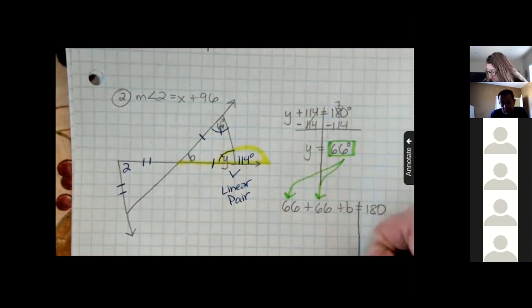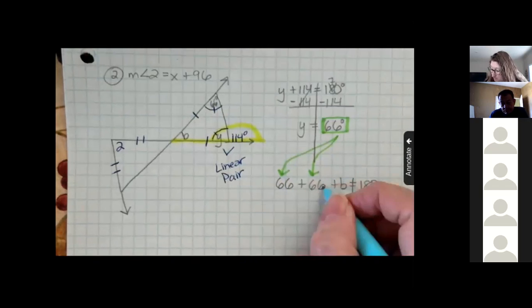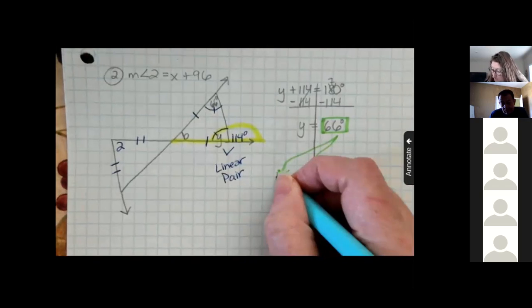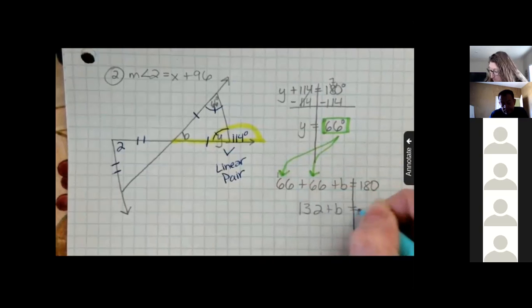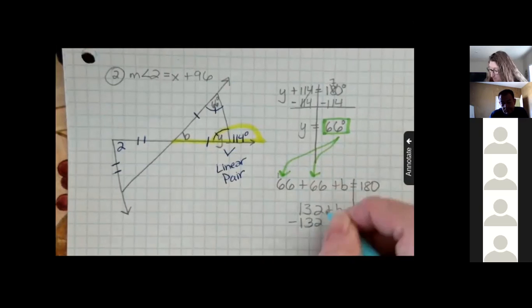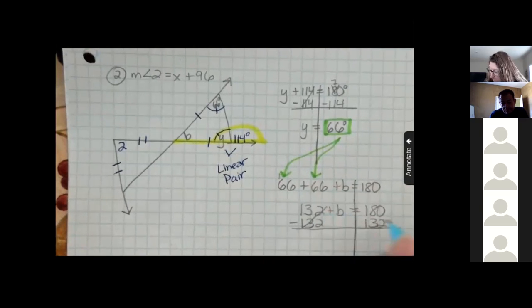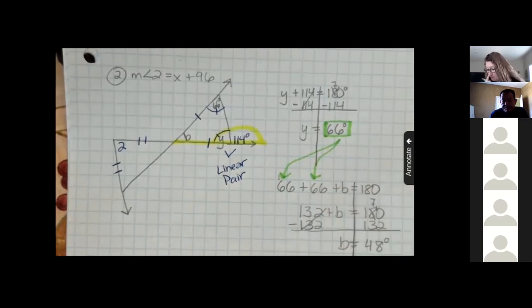So I combine my like terms, okay? 6 and 6 is 12, carry the 1, 6 and 6 is 12 plus 1, 132, plus B. And you guys know this math part, it's the setting up part that you don't know. Subtract 132 from both sides. Okay, borrow from the 8. 48 degrees. Now, why is that important?